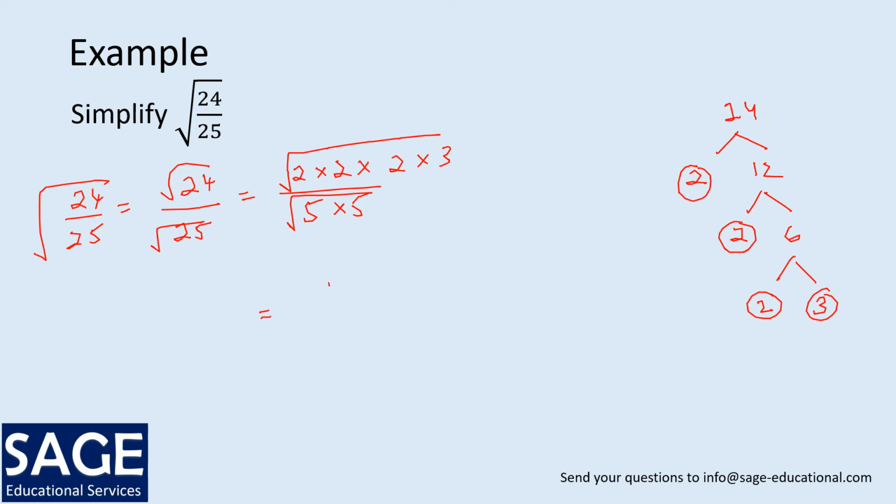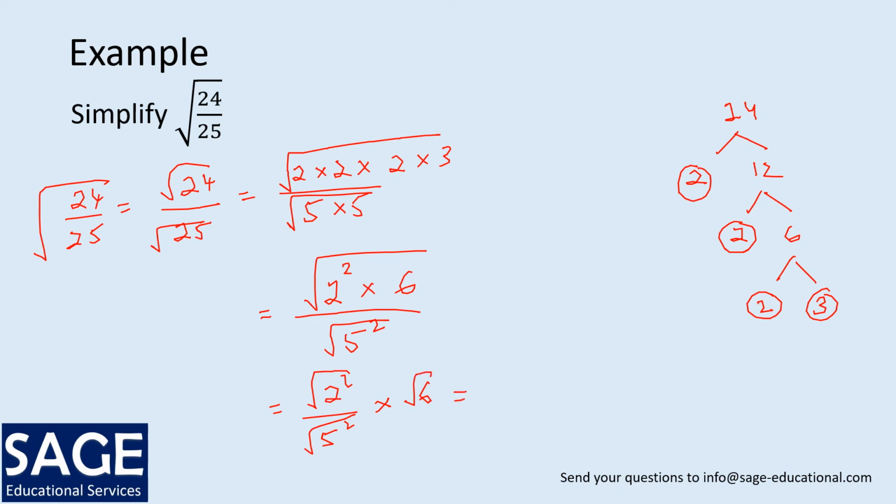So that can be written as the square root of 2 squared times 6 over the square root of 5 squared, and that can be written as the square root of 2 squared over the square root of 5 squared, times the square root of 6. And the square root of 2 squared is 2, the square root of 5 squared is 5, and then times the square root of 6. So the square root of 24 over 25 simplifies to 2 over 5 times the square root of 6.